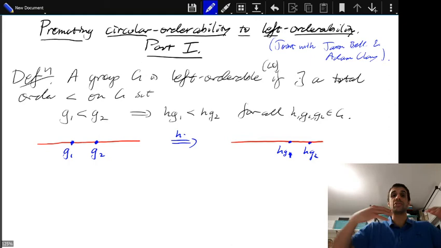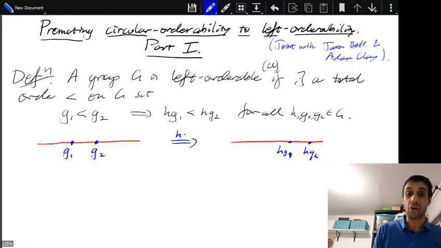We'll go over some examples in a moment, but your favorite one is the one I drew, which is the real numbers under addition, or the integers or the rational numbers. These are your standard left orderable groups. But of course, we can have much more interesting ones, which we'll get to.